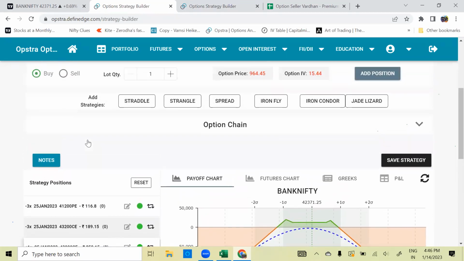So here we are using the ratio spread for non-directional trading. It's like we are using both a bull spread and a bear spread. Both spreads we are combining, and we are making it as an inside hedge method.